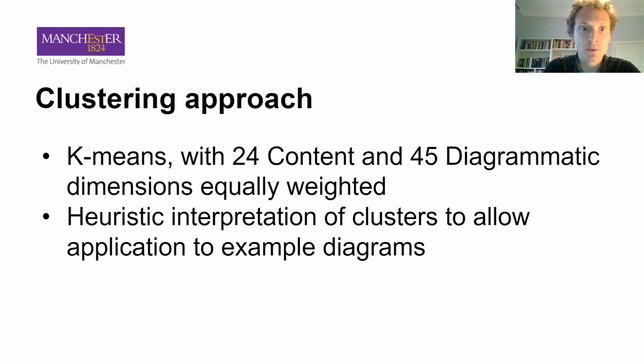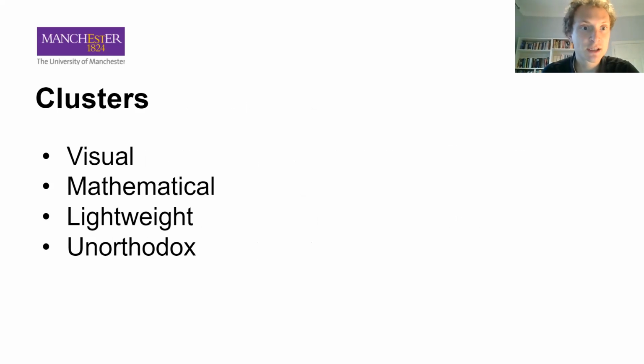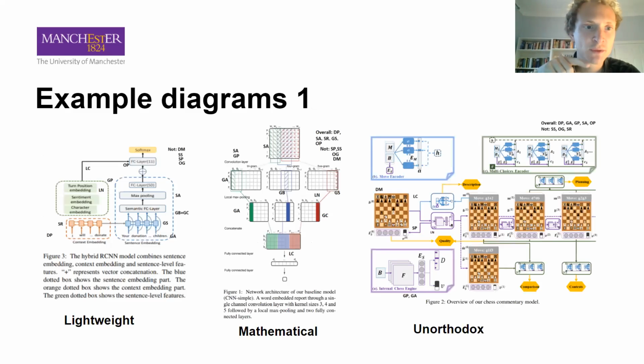So we did that, and it was all right. We identified some clusters, and so visual, mathematical, lightweight, and unorthodox. So it was necessary to have a fairly large bucket for things that didn't fall neatly into the other ones. And as you may recall, the diagrams are extremely heterogeneous, so it's not unsurprising that it is required to be a large category. So I think it's probably best if I just show you those examples again and show you which buckets they went into. So this first one, quite lightweight, has some words, blocks, and things like this.